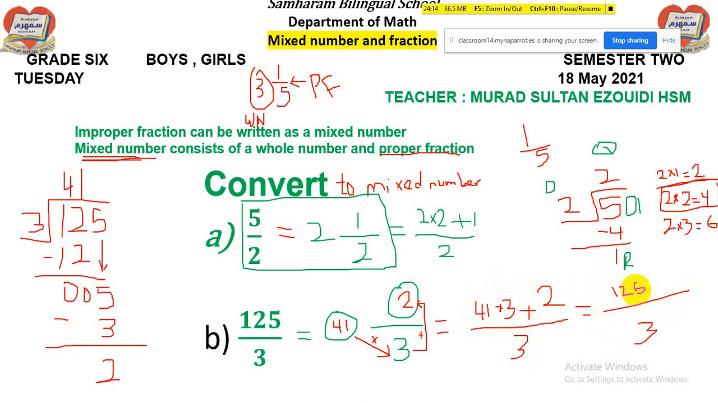So this is a mixed number. This is the improper fraction, which is the first of sub-question B. I changed it to a mixed number. This is the main important thing. But to change from a mixed number to an improper fraction, just make the quotient multiplied by the divisor plus the remainder. Clear? The next.